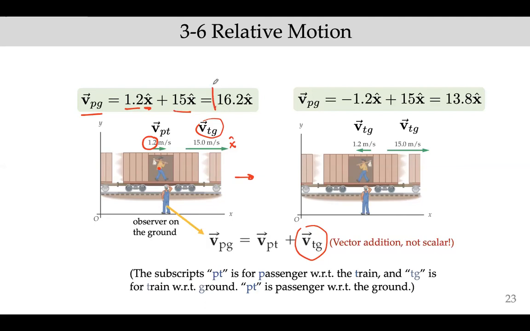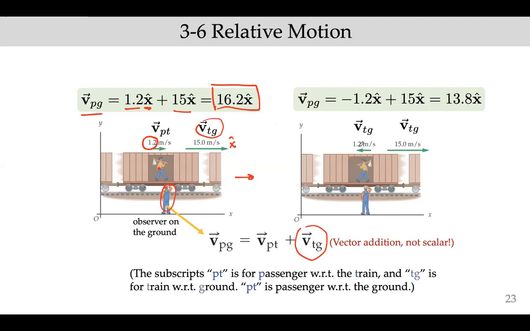And what we found, the final answer, is 16.2 x hat. Of course, everything happens in the x direction here. There's no velocity or movement in the y direction, so we don't have y hats in this problem. And it makes sense, right? If the person is moving with respect to the train with 1.2 and the whole train moves with 15, then the observer on the ground will see this person as moving with 16.2 in the positive x direction.